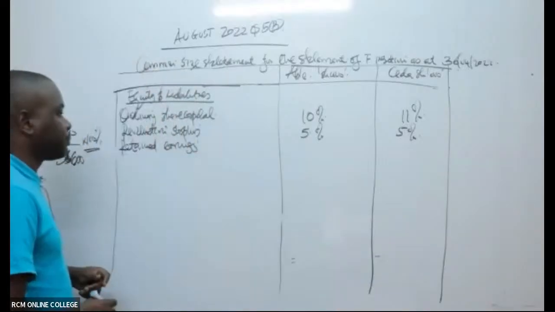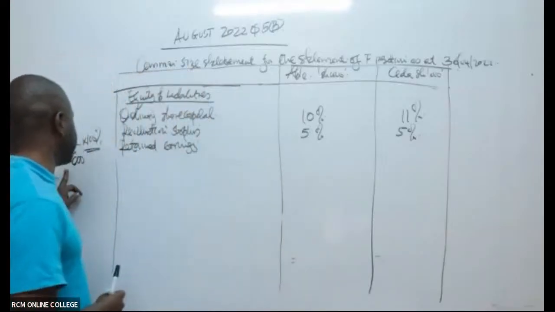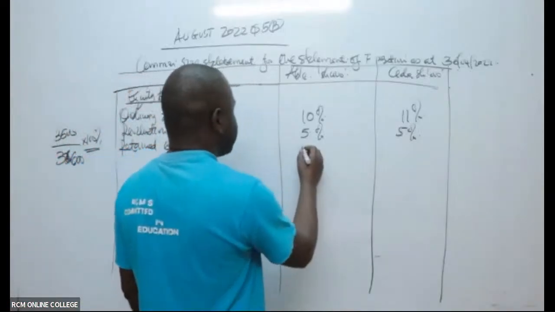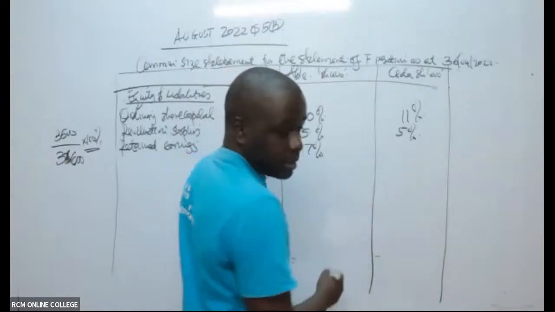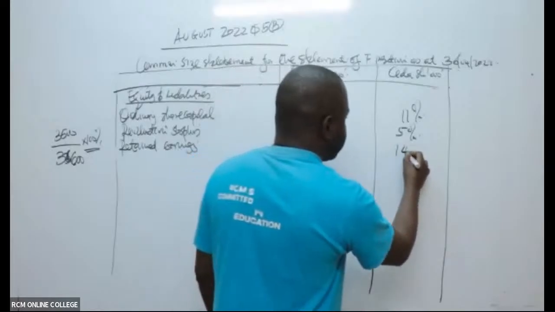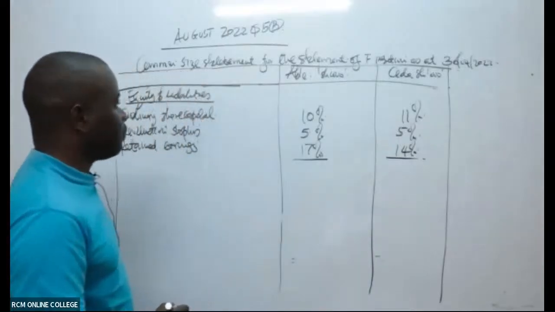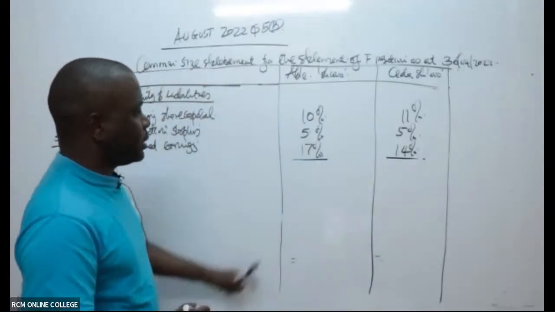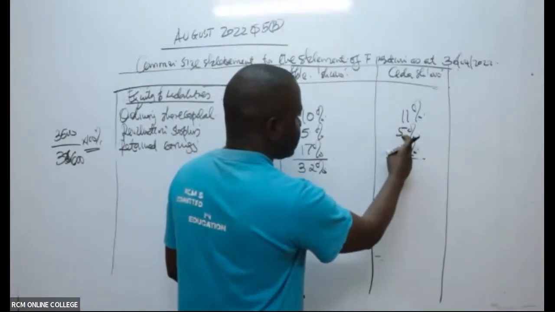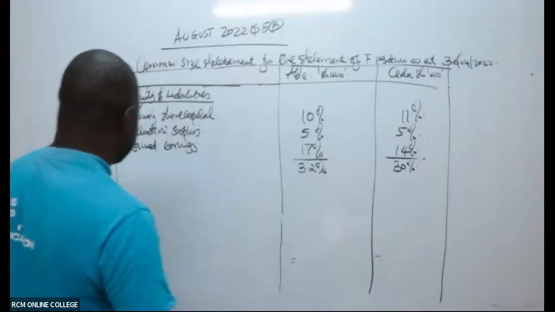For retained earnings, you take the retained earnings figure, divide by 33,600, multiply by 100%. 16.7 and 14.2, so that is 17% and 14%. So when you total here, you'll be able to get the figure for total equity. This one is coming to, I think, 32%. If you add the two, that is 32%. This one is 30%. Then you go to the non-current liabilities.